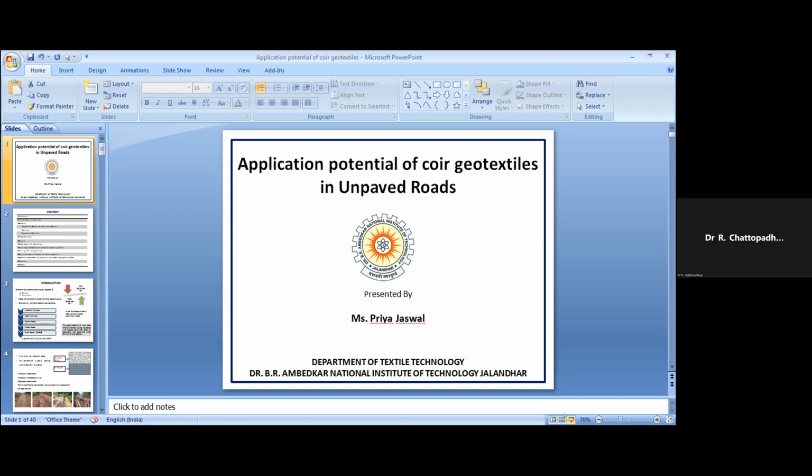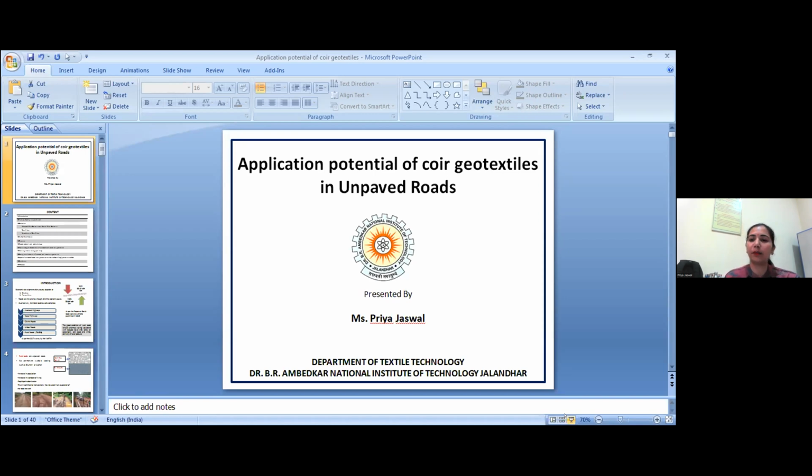It's visible now. Okay. So introduction, problems faced by unpaved roads. Then I'll be covering geotextile, surface modification of geotextile, objectives, research material and methodology, tensile strength characteristics of untreated and treated coir geotextiles, scanning electron micrograph study, bearing ratio behavior of untreated and treated coir geotextiles, and the impact of chemical treatment on interface behavior of clay geotextile interface, followed by conclusion and reference.